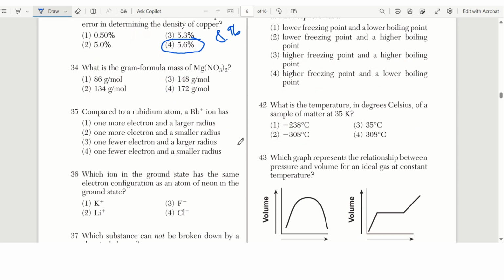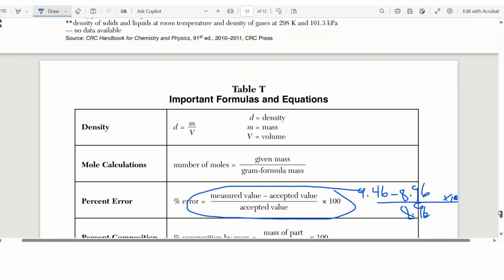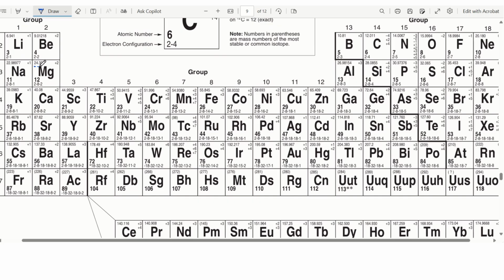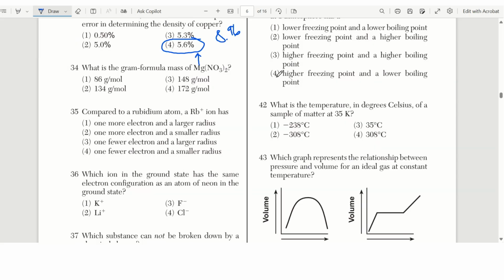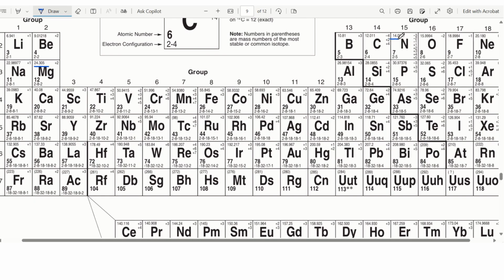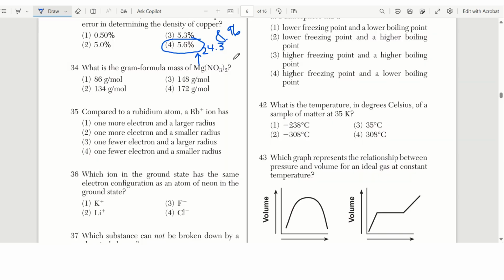What is the gram formula mass of Mg(NO3)2? So gram formula mass, I need the atomic mass of each thing. So I need to go back to the reference table. And let's look up magnesium. It's 24.305 or 24.3. Okay, so magnesium 24.3. All right, what about nitrogen is 14, oxygen is 16. So nitrogen is 14, oxygen is 16.